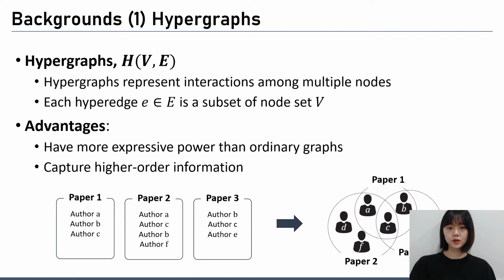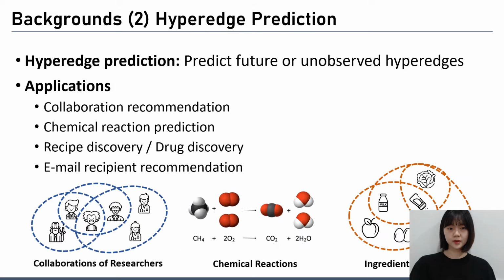For example, suppose a bibliography dataset which contains a set of papers, each co-authored by one or more researchers. Then, we can represent it as a hypergraph as shown in the figure by grouping the authors by the papers. Predicting a new or unobserved hyperedge has many applications, including collaboration recommendation and chemical reactions.